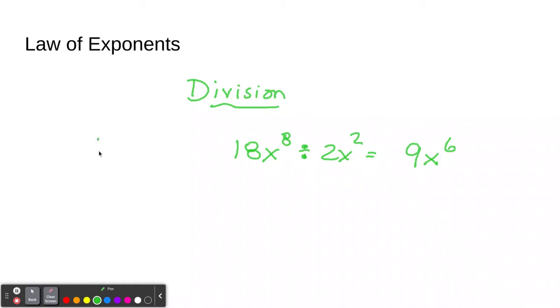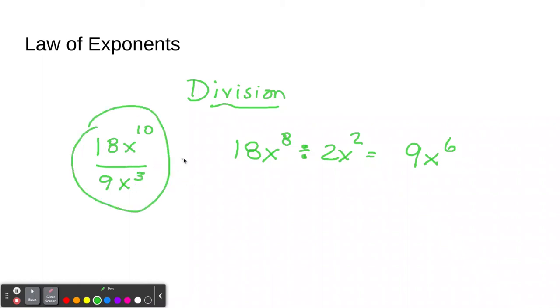So again, and sometimes you see it like this. Maybe we'll put another one. Let's say 18x to the 10th power. You could see it like that, right? Let's say 9x to the 3rd power. It's the same thing. It's not the same question, but it's the same process, right? That's a division too. So put this answer over here, it'll be 2, same base, and then subtract.